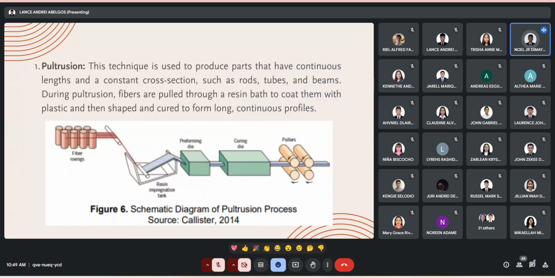First one is the pultrusion method. This technique is used to produce parts with continuous lengths and constant cross-sections, such as rods, tubes, and beams. During pultrusion, fibers are pulled through a resin bath to coat them. The plastic is then shaped and cured to form long continuous profiles. And here is the schematic diagram of the pultrusion process.